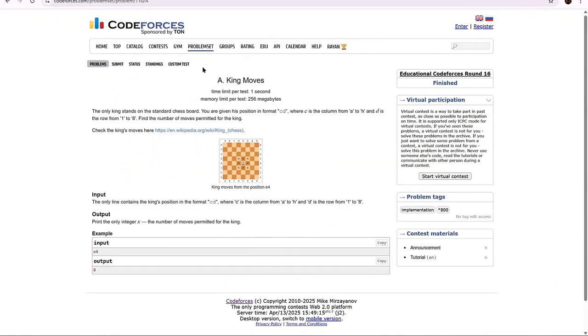Okay, so right here, Codeforces has such a problem for King's move. Input, you will get an E4. So that actually is an E and 4. That's your king's location. And print the integer, that's the number of moves permitted by the king. You will see how many moves you can do. Okay, that's the King's move algorithm.